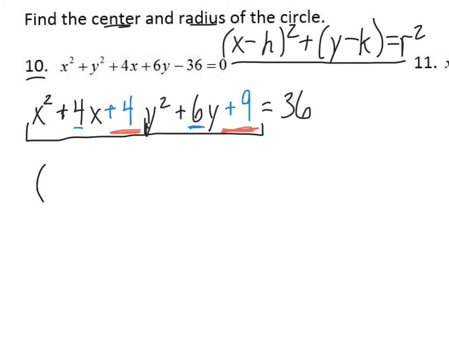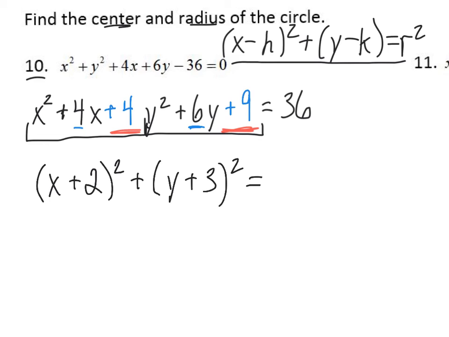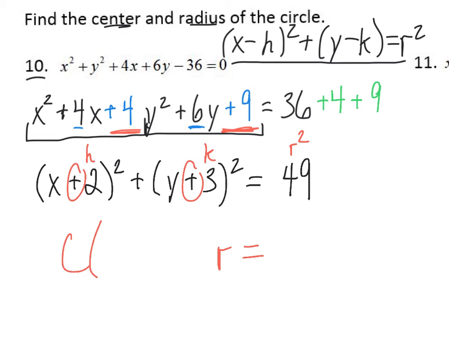Now you should be able to factor them, so it looks like I'm going to have x plus 2 squared and y plus 3 squared. Then on the other side, don't forget, since you added 4 and 9 on the left, I have to add 4 and 9 on the right, which is going to give me 49. Now, as I said, for the problem, I need to find my center and my radius. So this is my h, this is my k, this is my radius squared. Since both of these are positive, I know my center is going to be at -2, -3, and my radius is really going to be 7.